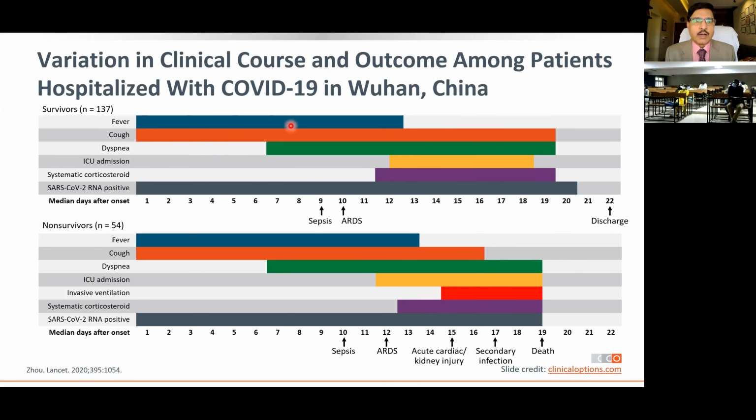Look here, cough, fever, dyspnea are almost the same. But then the ICU admission rates are much higher. Invasive ventilation is there in these people, and systemic corticosteroid administration was given late. Sepsis, ARDS, acute cardiac injury, secondary infection, these are the various things that are causing the mortality. So this is also a comparative chart of survivors versus non-survivors.